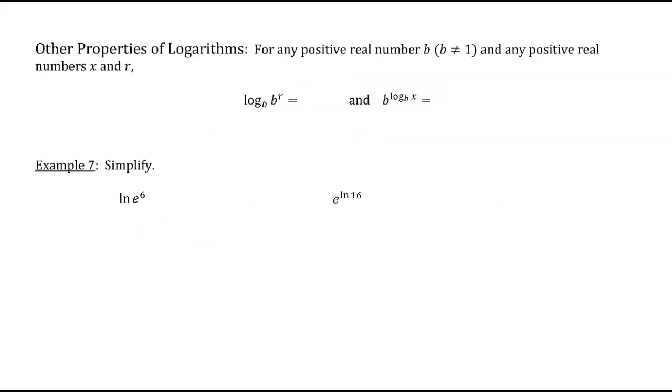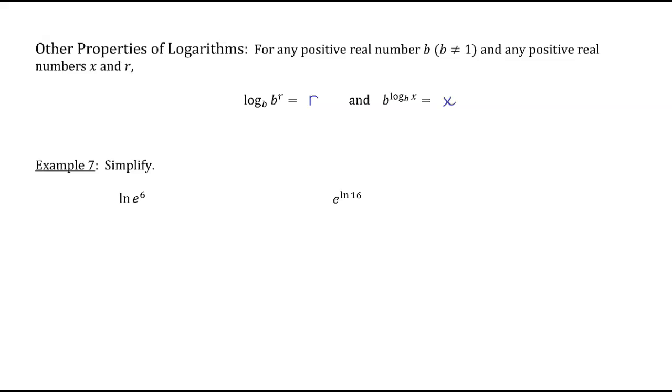In previous lessons, we have already noticed the property that log base b of b raised to the exponent of r is simply the exponent r. Think about what log base b of b to the r is saying. We're saying b raised to what exponent will be b raised to the exponent of r? Well, of course, we need to raise it to the exponent of r. We also have the property that b raised to the exponent of log base b of x is simply x. This follows directly from the fact that exponential and logarithmic functions are inverses. Those two functions undo each other, leaving us simply with x.